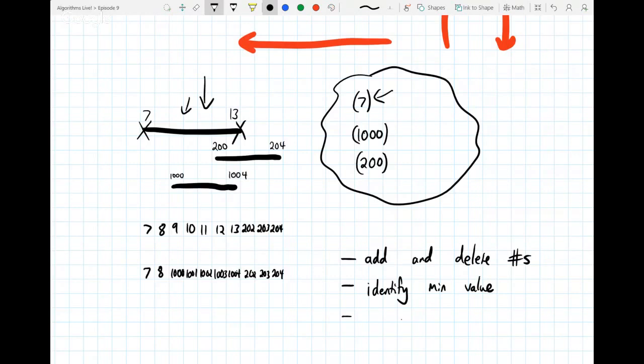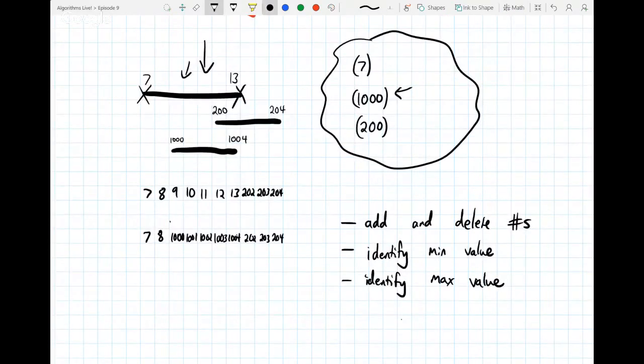And then I also need to identify max value. So my max value is 1,000. And that would be useful for this piece of the query. So I could identify what the max value is at a given time. So I know that these intervals are completely disjoint. So this is going to be a unique identifier, just having that first value in the beginning. So just from this analysis, I need something that can add and delete unique numbers, identify what the min value is, and identify what the max value is.